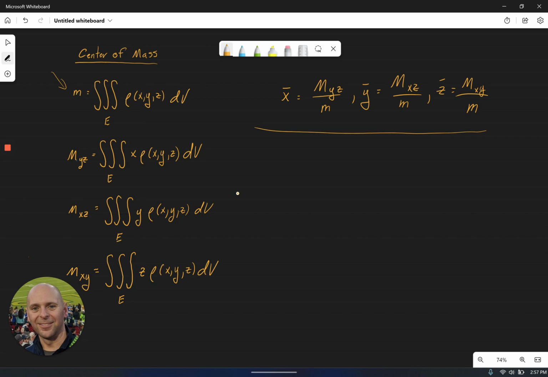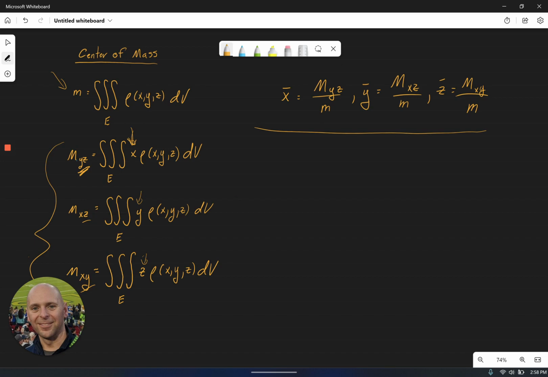And then probably new to us are the equations for calculating these moments about the yz, the xz, and the xy. The way I generally remember these is, when you want to compute the moment about yz, it's going to be x times the density. The moment about xz is going to be y times the density. And the moment about xy is going to be z times the density. So you'll notice that the one missing variable on the left side in the moment statement is the one that appears times the density in the integrand. So that's my little device for memorizing those formulas.